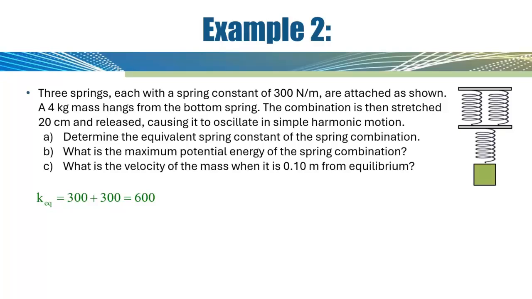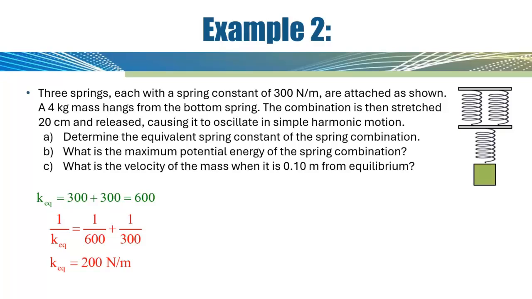Since they are in parallel, I just add them together. Now I have a spring constant of 600 on the top, and that 600 is going to be in series with this 300. So I'm going to use the in series equation, which is 1 over 600 plus 1 over 300 equals 1 over the answer to flip it over, and we find out that the entire combination together has an equivalent spring constant of 200 newtons per meter. And now I can take that k value and put it into any simple harmonic motion equation that we've talked about in the past. So here's just 2 quick examples.